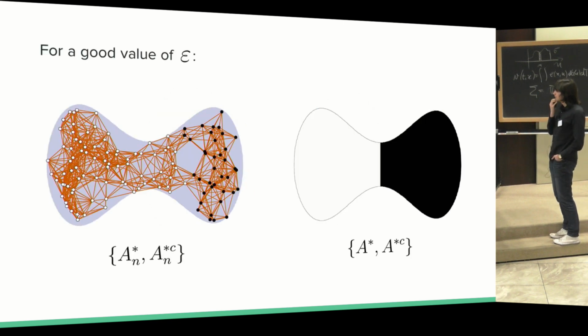And then the observation is as follows. For a good choice of epsilon, so I picked some value of epsilon over here, and I got this picture. At least visually speaking, I would say that partition resembles an imaginary partition that you would be making in the manifold. And I'm going to be calling this partition A star and its complement.